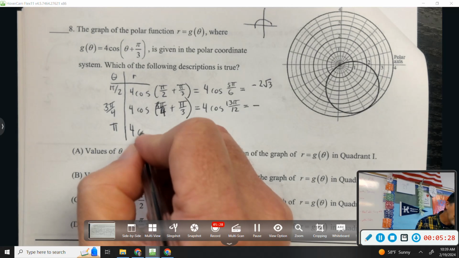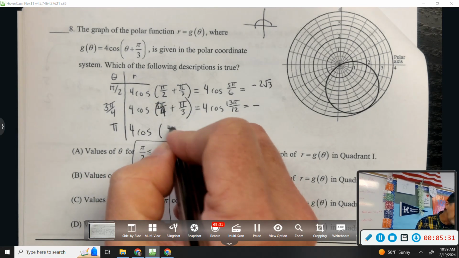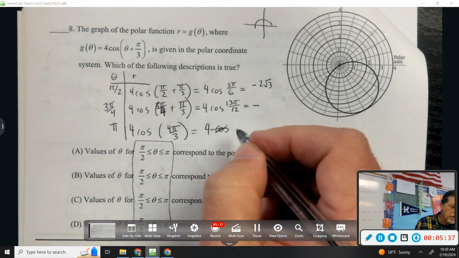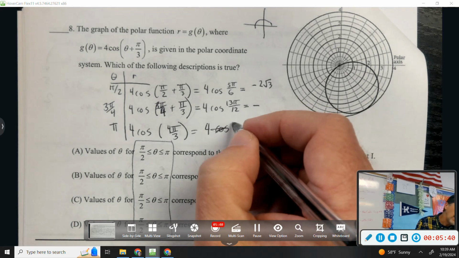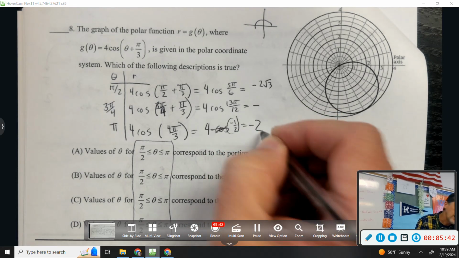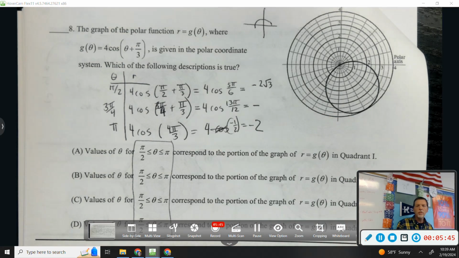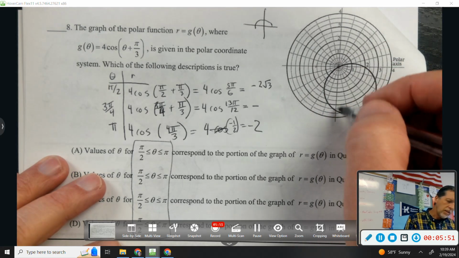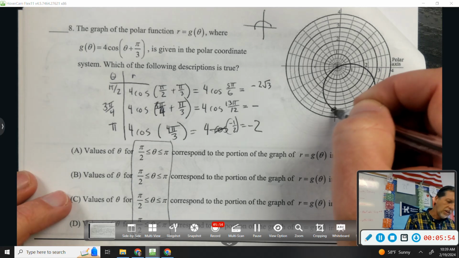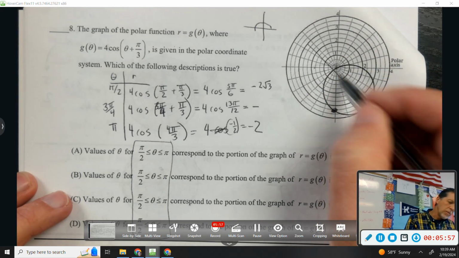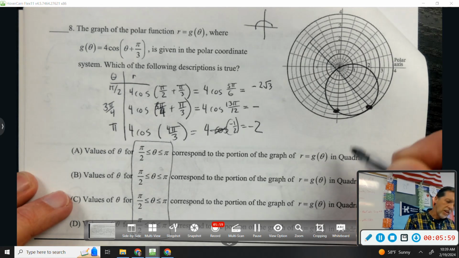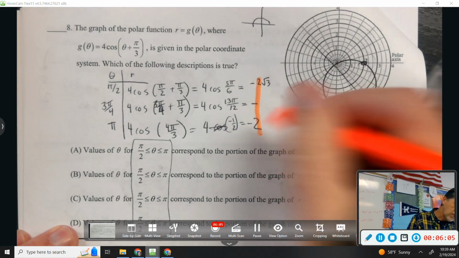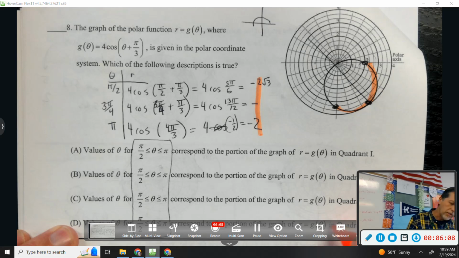And then at pi, that's an easy one. 4 pi over 3 is 4 cosine. 4 pi over 3 is negative 1/2. So that's negative 2. So all those values are negative. So if I rotate pi over 2 and then go negative, that's right here. I rotate 3 pi over 4, but it's negative. That's right there. And if I rotate pi and go negative, that's right there. So we traced out some stuff in the fourth quadrant.